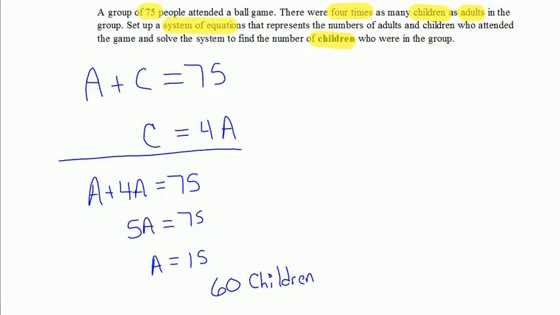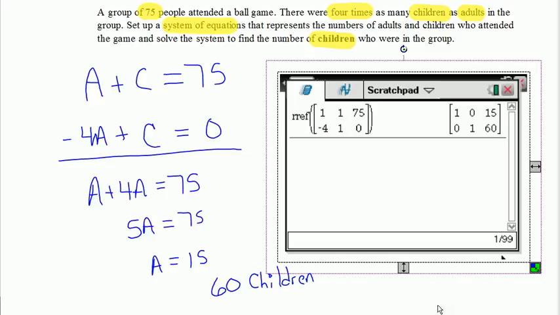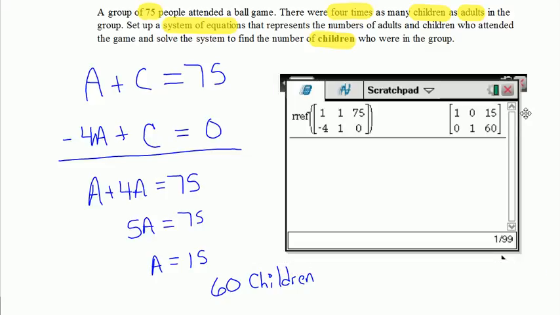If I wanted to check this, I could rewrite this second equation. I could just subtract 4a from both sides and write it as -4a plus c equals 0. And that would give me a system of equations that I could put into my calculator and check. Notice that this says there are a is equal to 15 adults and c is equal to 60 children. So the calculator check agrees with the solution that we found. So 60 kids.